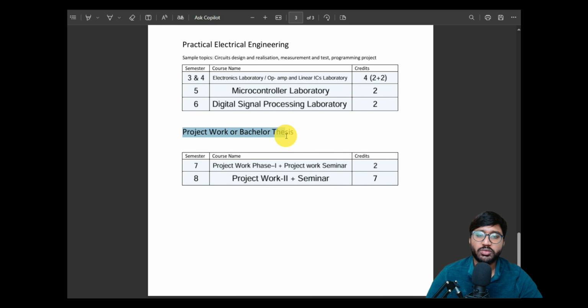As usual, at last is the project work or bachelor thesis that you have done. You will divide your project work into 2 parts, project work phase 1 and 2, then seminar. So in 7th semester we had only 2 credits, and in 8th semester we had 6 credits for project work 2, and seminar is 1 credit. That's the reason I have added up and put it as 7.